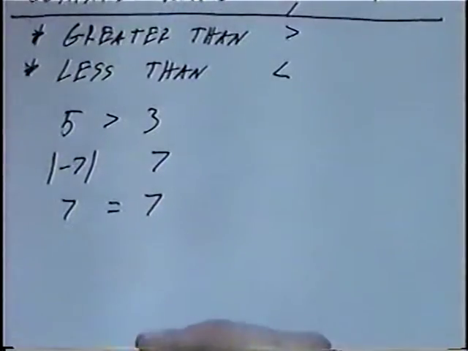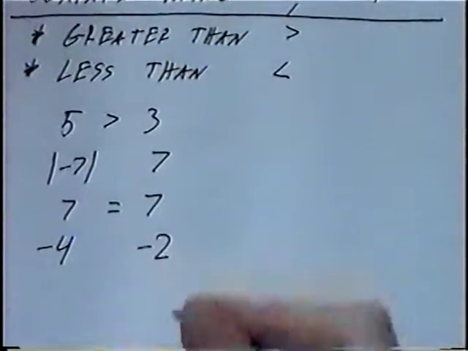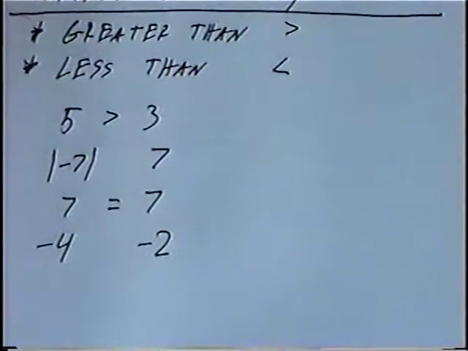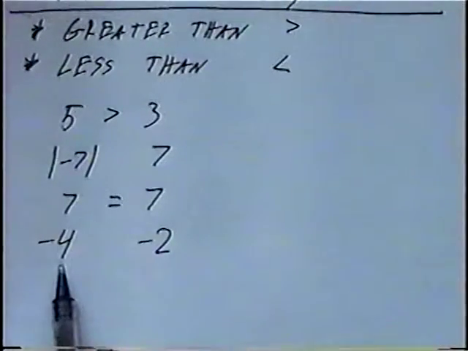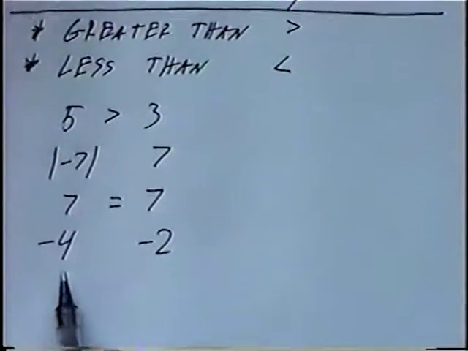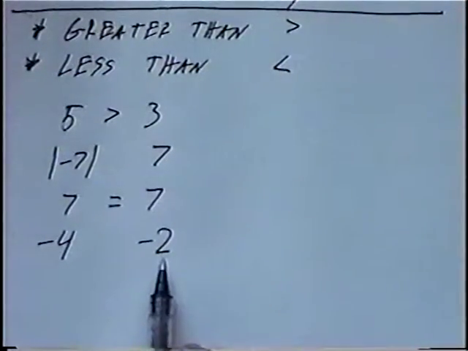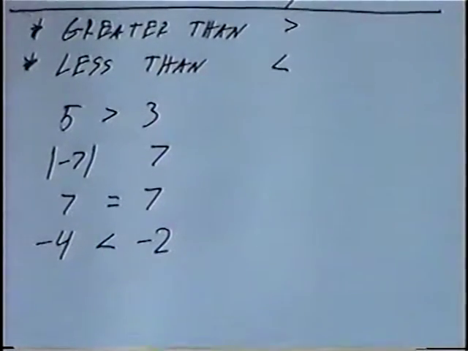And last question for this section. We have negative 4 and negative 2. If you think of a number line, negative 4 is on the left-hand side of negative 2, which means negative 4 would be the smaller number, and negative 2 would be the bigger number. So in this case, negative 4 would be less than negative 2.